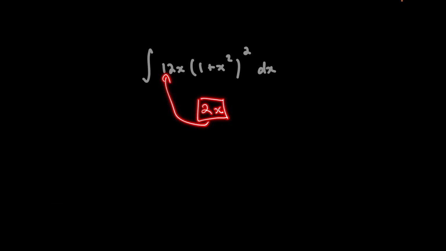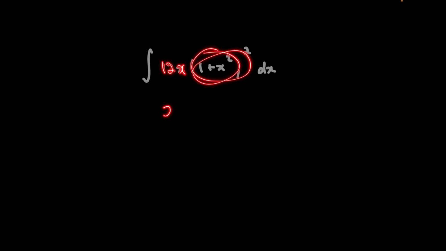The next example, we're going to have a look at an example like this: the integral of 12x(1 + x²)² dx. So now we have a bracket to the power of something. We need to recognize the derivative of the inside bracket. Well, I know the derivative of 1 + x² is simply 2x. And if I have 2x, I need to have that next to it. Currently, I have 12x next to this bracket instead of a 2x.